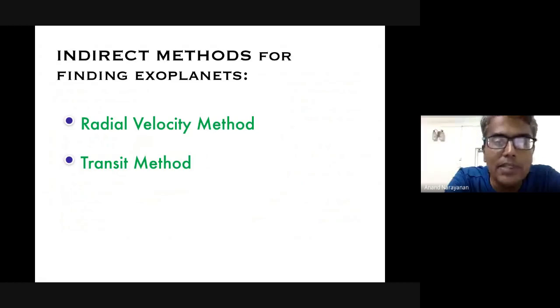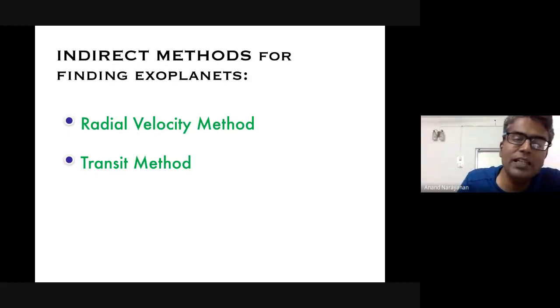The reason why they are called indirect methods is because the planets are found not by actually seeing the planet, but by looking at the behavior of the star around which the planet is revolving. So we don't see the planet. Instead, the observation is confined to the star. And by measuring certain properties of the star, astronomers infer the presence of an unseen planet around it. So in both radial velocity method and transit method, we don't directly see the exoplanet, but we come to the conclusion that a star has one or more planets revolving around it based on some peculiar behavior of that star. I will tell you what that peculiar behavior is.